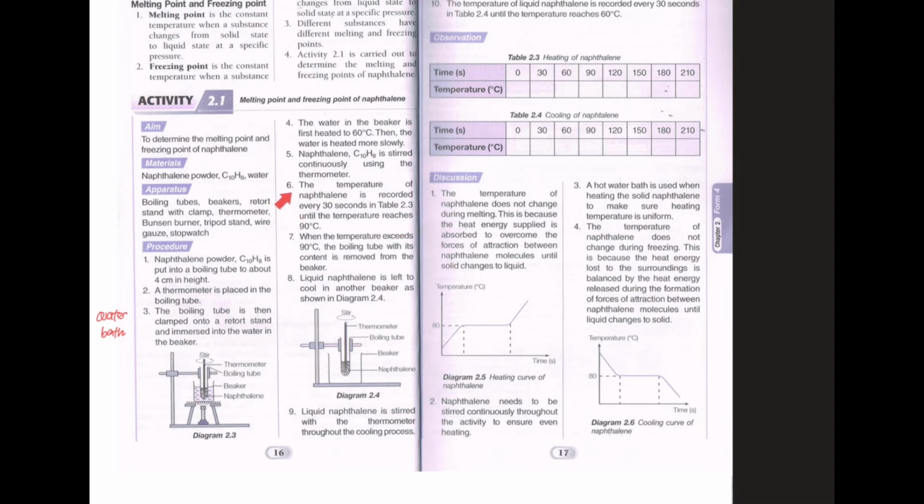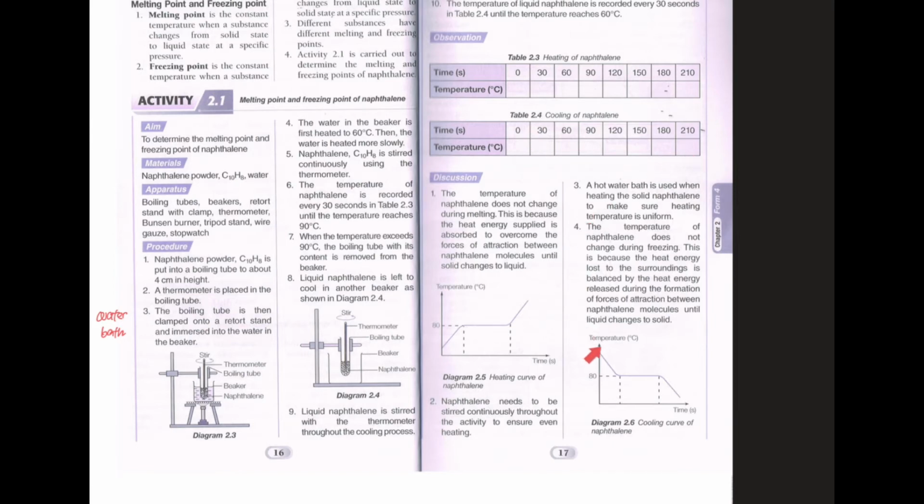Okay. Now, the temperature of naphthalene is recorded every 30 seconds in table 2.3 until the temperature reaches 90 degrees Celsius. 90 degrees Celsius, finish melting already. So when the temperature exceeds 90 degrees Celsius, the boiling tube with its content is removed from the beaker. That means you take out the boiling tube and put it like this. Liquid naphthalene is left to cool in another beaker as shown in diagram 2.4. Let it cool down, then we record the temperature again.